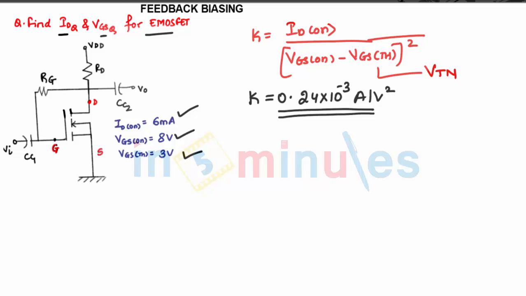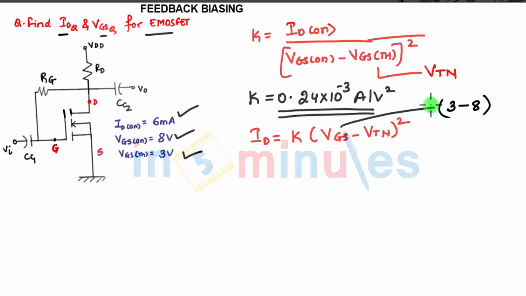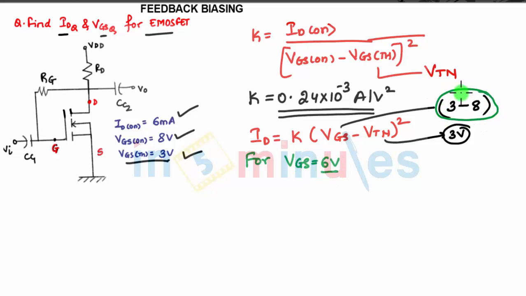Now the current equation, we know for the MOSFET, is ID equals K into (VGS minus VTN) the whole square. Now all values are given in the question. We have the value of VGS: minimum 3 and maximum 8 is the range for VGS, whereas VTN is 3 volts. So for example, if I take VGS equal to 6 volts, any value within this range, between the threshold and when VGS is on, I can take any value.